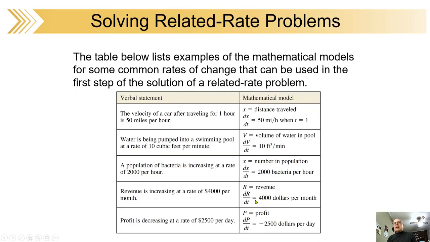Revenue, that's a good one, per month. It could be per day or it could be per year. Watch out what you're doing. Be careful. Profit, so many dollars per day. Also notice that this is a negative $2,500 per day. That means the profit is dropping quite a bit every day. So whatever is happening, you better check that out as a business owner.